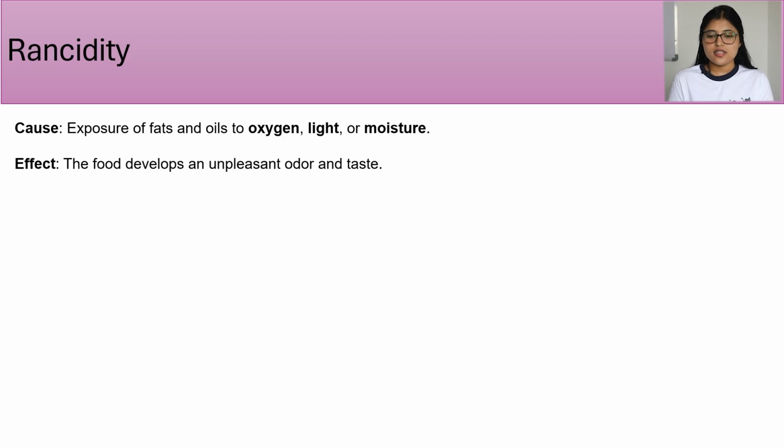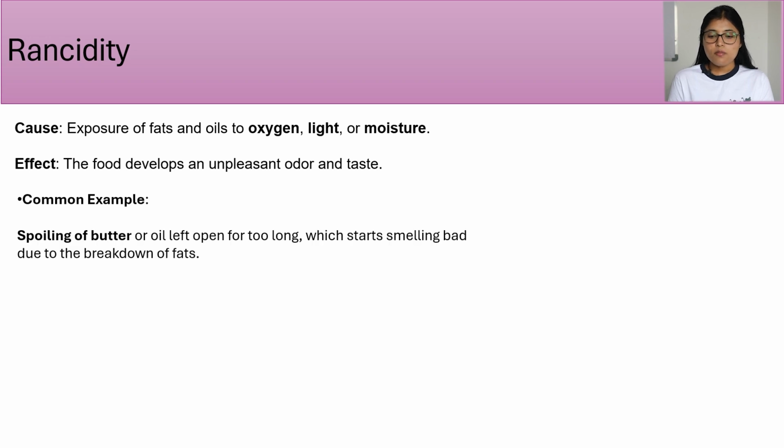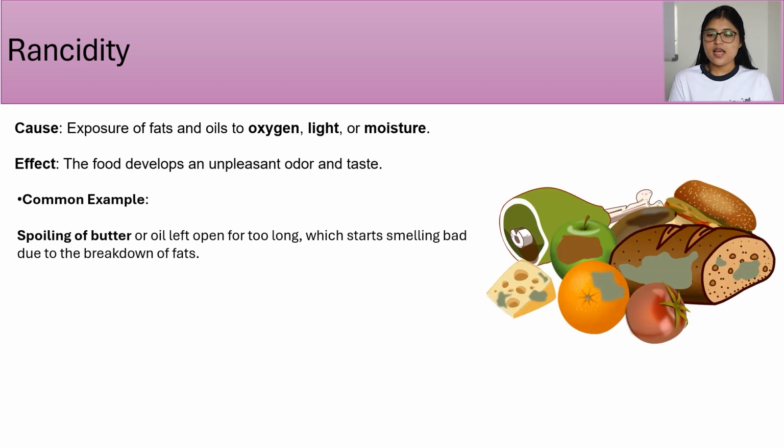What is rancidity? Exposure of fats and oils to oxygen, light or moisture usually causes food items to go rancid, and now this food develops an unpleasant odor or taste. A common example is spoiling of butter. Butter is a fat. When you leave it in the open, it starts melting and breaking down of oils and fats happens and it turns rancid, as we can see in the example of rancid food in the image given on the right side here.